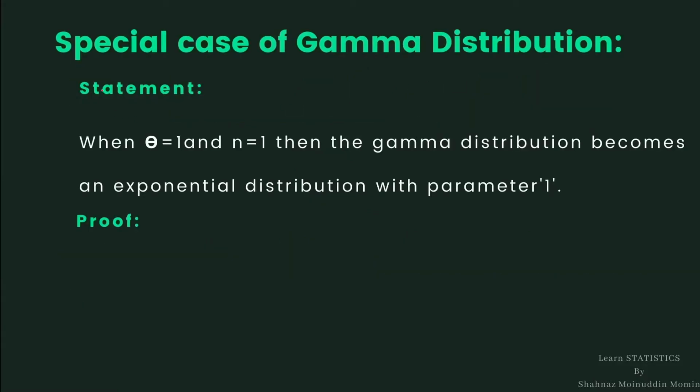Here we shall see the statement: when theta equal to 1 and n equal to 1, then the gamma distribution becomes an exponential distribution with parameter 1. Since we know that gamma distribution has two parameters, theta and n, if you change these two values to only one value, that is 1, then the corresponding distribution changes to exponential with parameter 1. So therefore we start with the proof. In the proof we shall prove it.